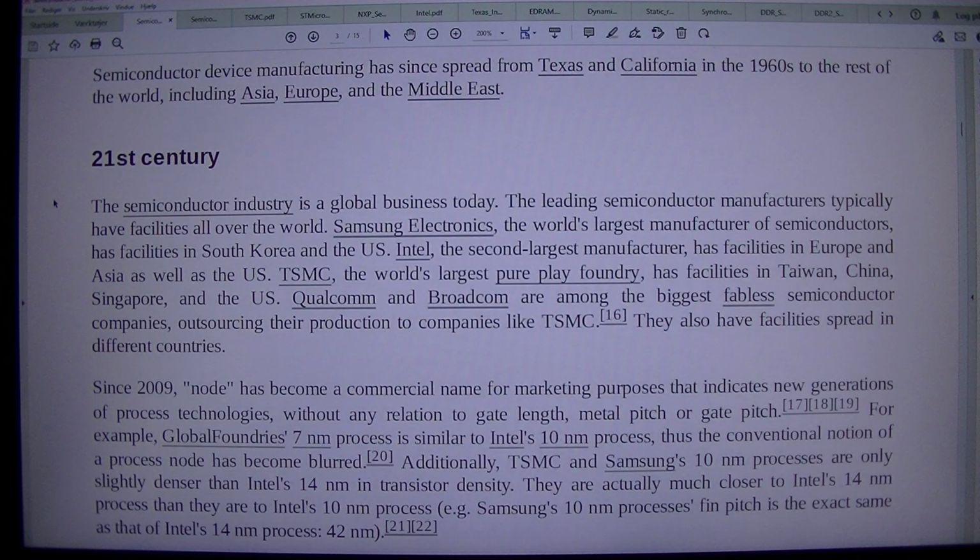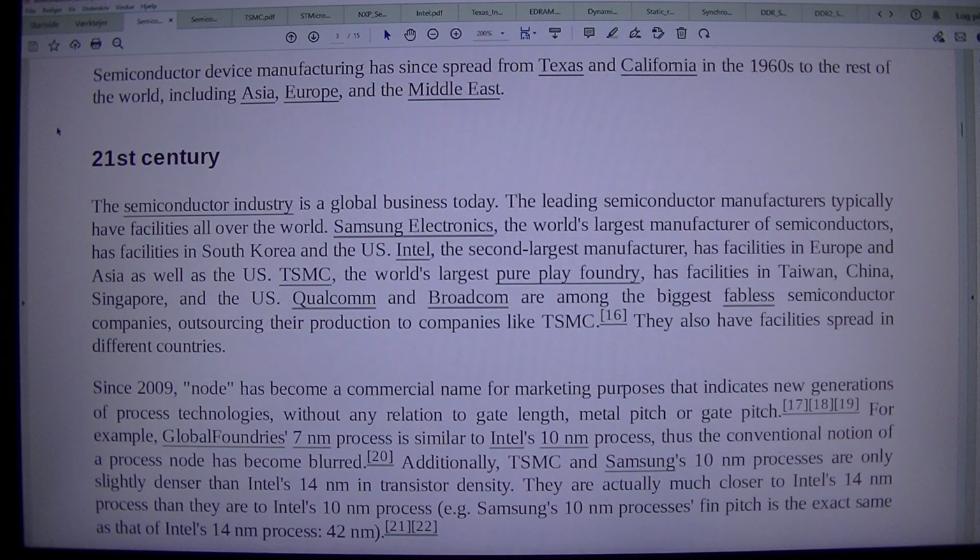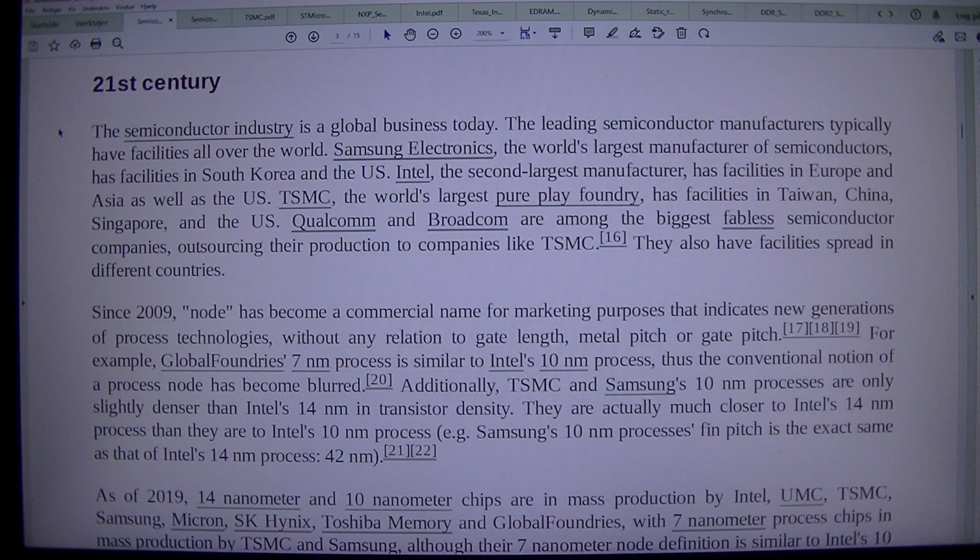Semiconductor device manufacturing has since spread from Texas and California in the 1960s to the rest of the world, including Asia, Europe, and the Middle East. In the 21st century, the semiconductor industry is a global business today. The leading semiconductor manufacturers typically have facilities all over the world.